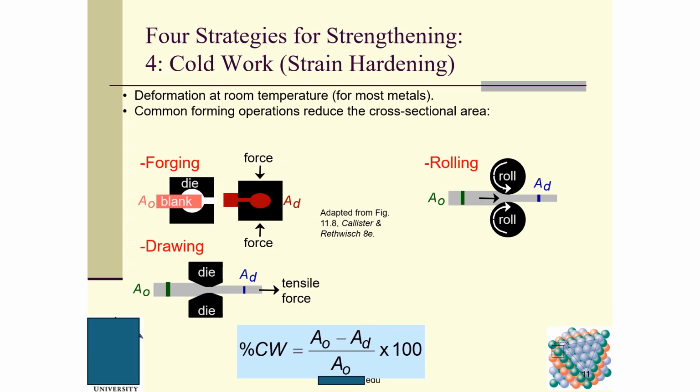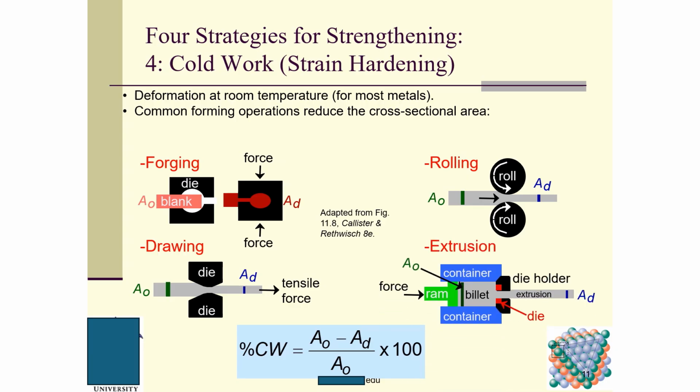Another example is rolling. Here are two rollers, and here is a workpiece going to be rolled. A0 is the original cross-sectional area or thickness, and Ad is the final one. You can use this equation to quantify the cold work.